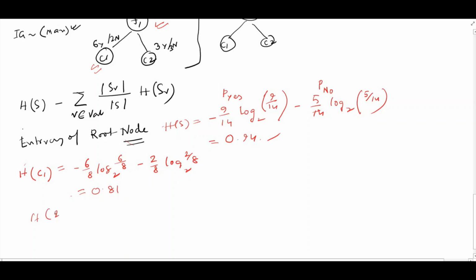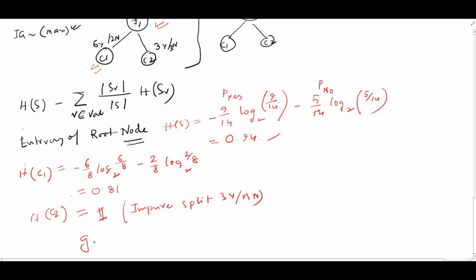And C2 will be 1, because it's a completely impure split, 3 yes and 3 no. So you get the value of 1.